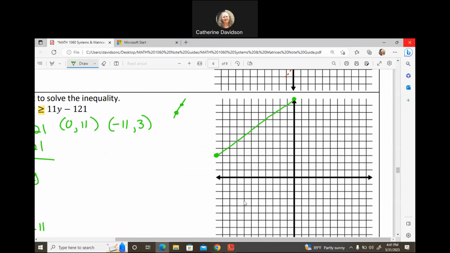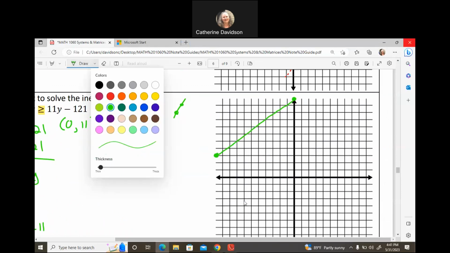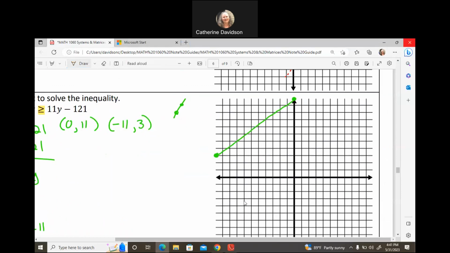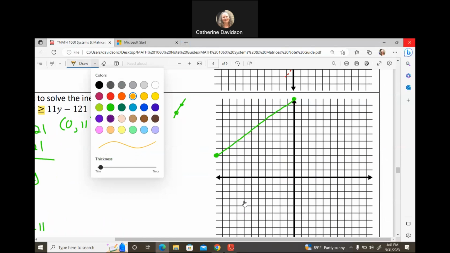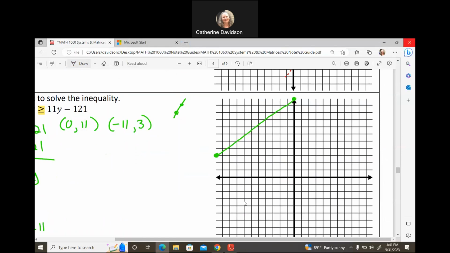All right, from there we need to determine which side we want to shade on. So again, I prefer to use the point 0, 0. Actually, I don't want anything that light. So we're going to use the point 0, 0 and see if it makes the inequality true. So let me scoot over just a second.